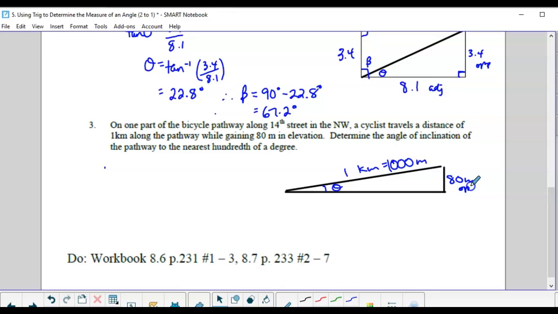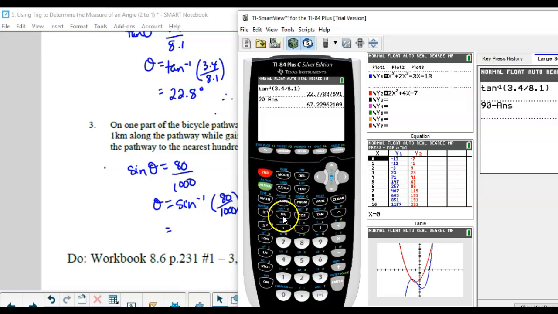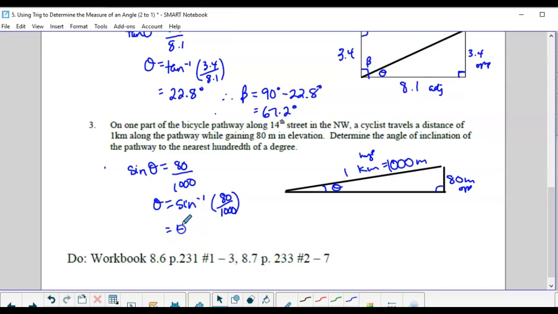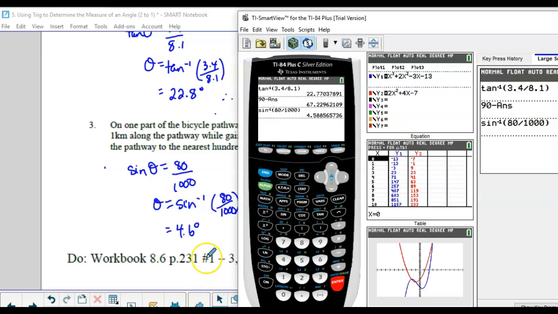So now we want to calculate theta. So this is opposite, it's a 90 degree, and this is hypotenuse. So this would be sine. So sine of theta is 80 over 1,000. Theta is sine inverse 80 over 1,000. And so second sine 80 divided by 1,000 is 4.6. Oh, 100th of a degree, sorry, 4.59.